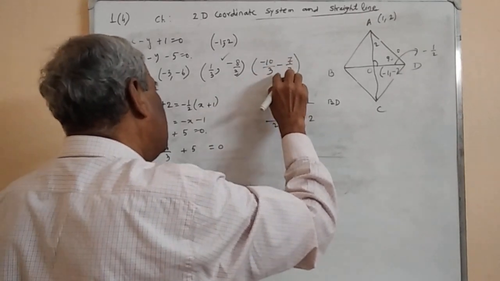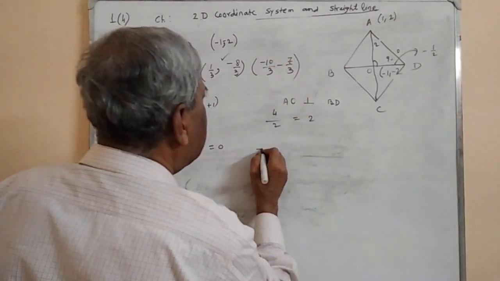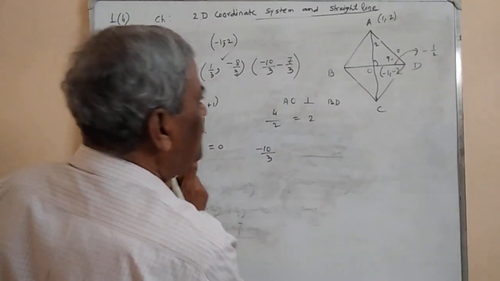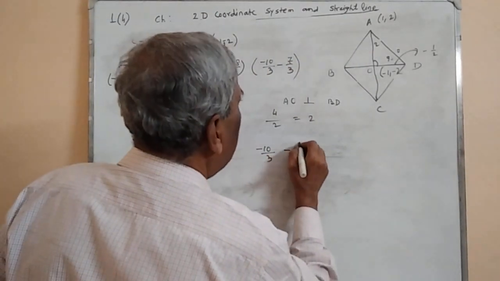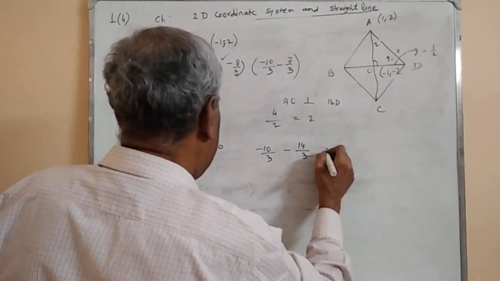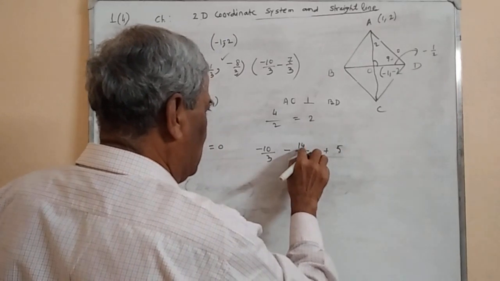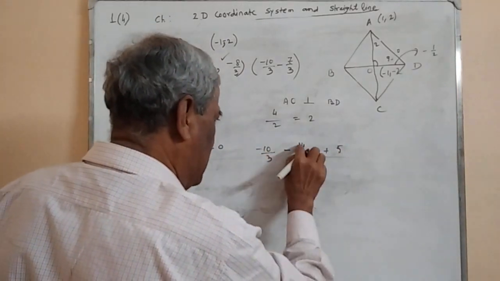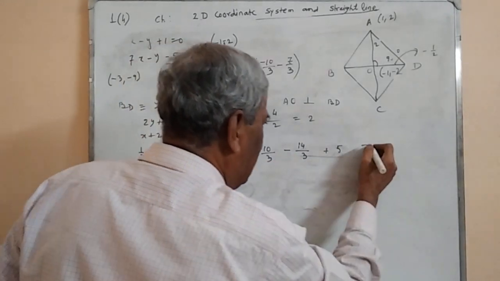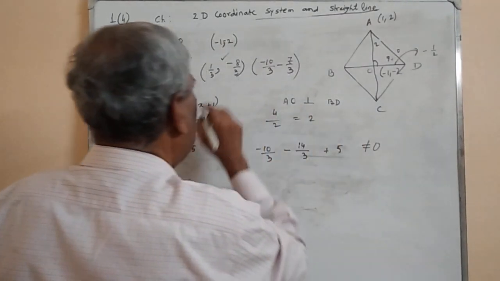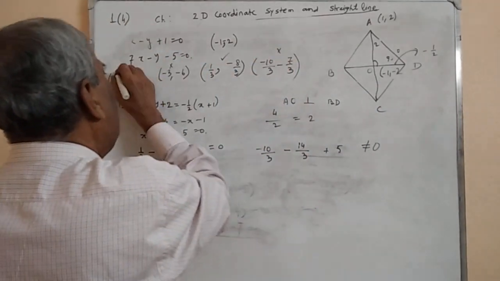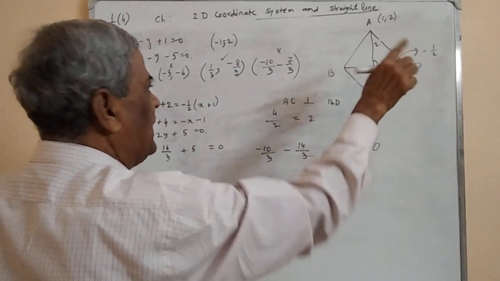And consider this one also, minus 10 by 3, x, y is minus 14 by 3 plus 5. Is it 0 or not? 25 minus 25 by 3, that is minus 8 plus 5, it is not 0. So this also does not lie on that. So only one is satisfying it.